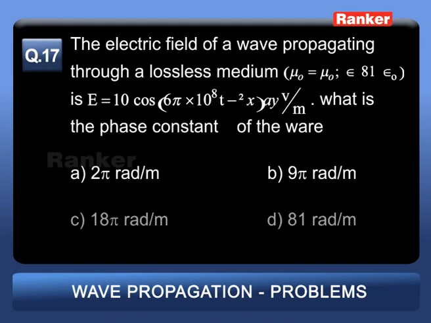The electric field of a wave propagating through a lossless medium, with mu naught and 81 epsilon naught as the characteristics of that medium, is E = 10 cos(6 pi times 10 power 8 t minus beta x) ay volt per meter. What is the phase constant beta of the wave? The options are given like this. Option A 2 pi radian per meter, option B 9 pi radian per meter, option C 18 pi radian per meter, and option D is 81 radian per meter. So these are the options given to us.